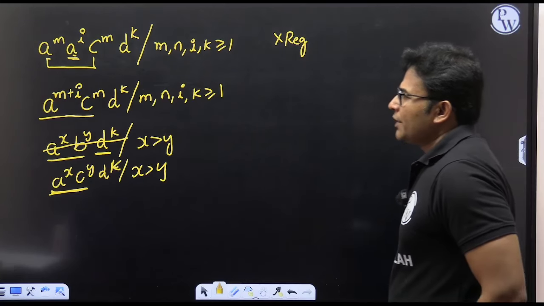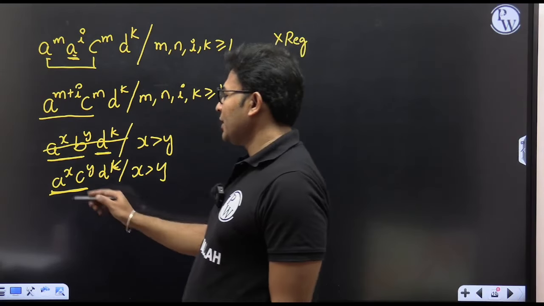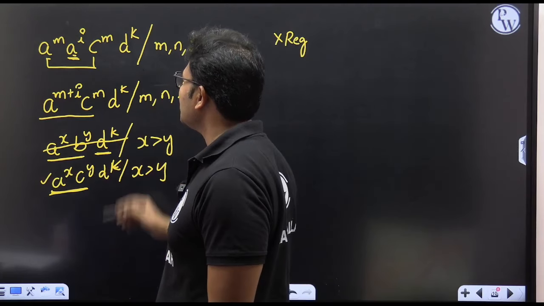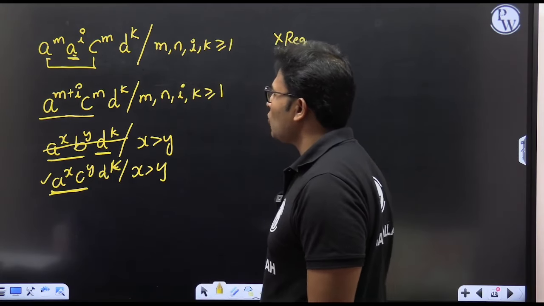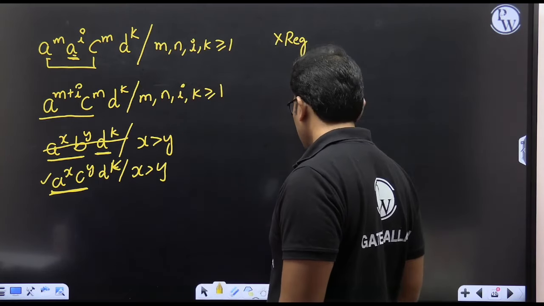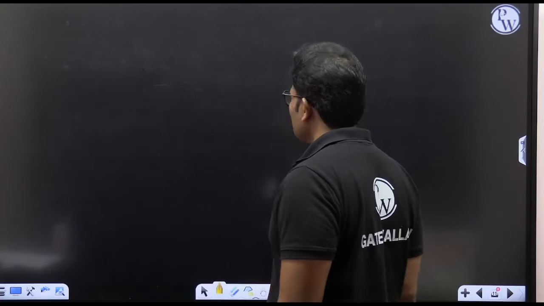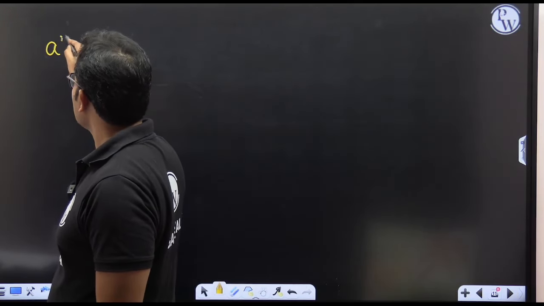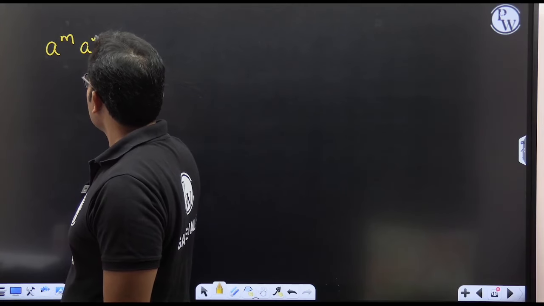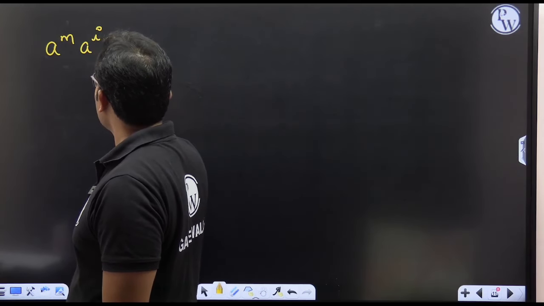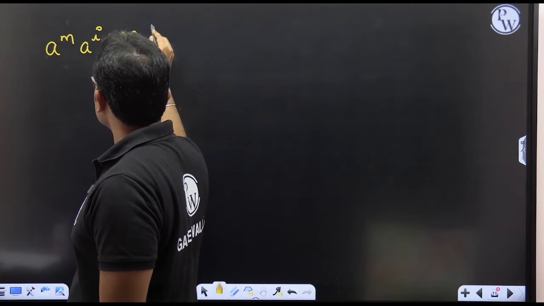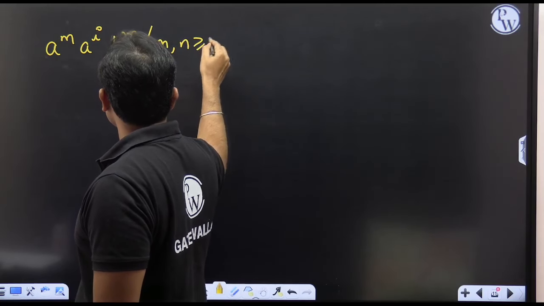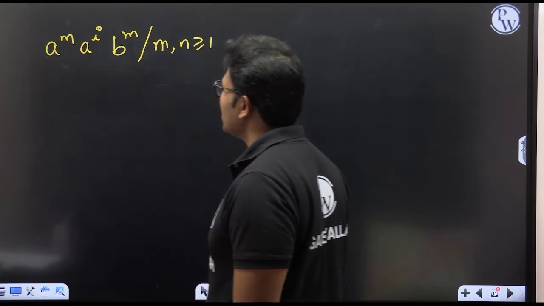So which one is greater? A should be greater, and we have done this model already, right? So if you feel that this is a little bit difficult, let us do a small thing. Let us do a simpler question and then get back to this, okay? If you feel that this is difficult, let's do this: a power m, b power n, c power m, such that m, n greater than or equal to 1. Let's do this, then we will get back to that problem.